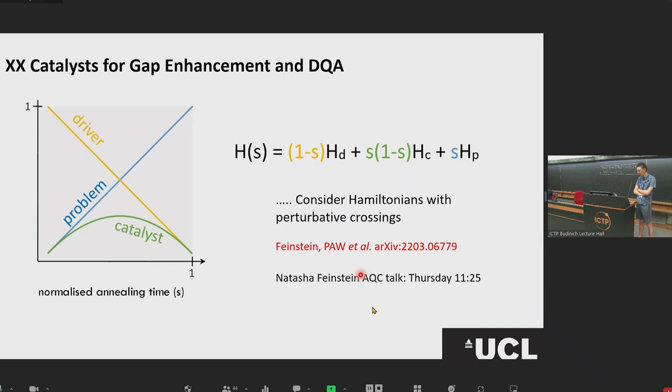Hamiltonians with perturbative crossings and thinking about what happens as you add a catalyst term to the Hamiltonian. So just for reference, as a function of time, we have a problem Hamiltonian in the computational basis, which increases. We have a driver Hamiltonian, which is this local X field, which decreases. And to this we add in green this catalyst term, which comes on during the anneal and goes away again in this form. A particular catalyst we've been looking at is XX catalysts. And Natasha will be giving a talk at this conference on Thursday, and will tell you much more about this in the stochastic and non-stochastic cases. I'm just going to look only at the non-stochastic case and the effect it has on diabatic quantum annealing.